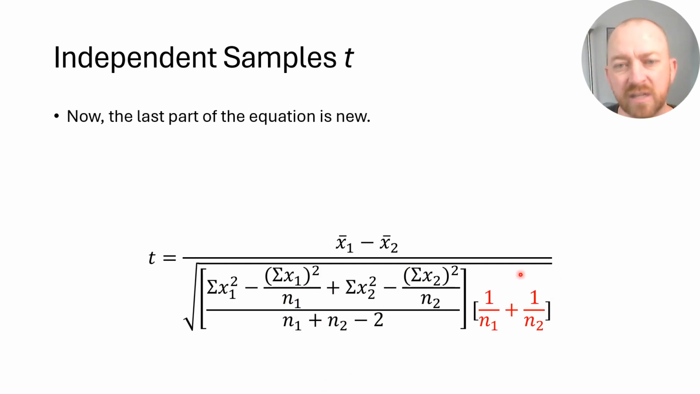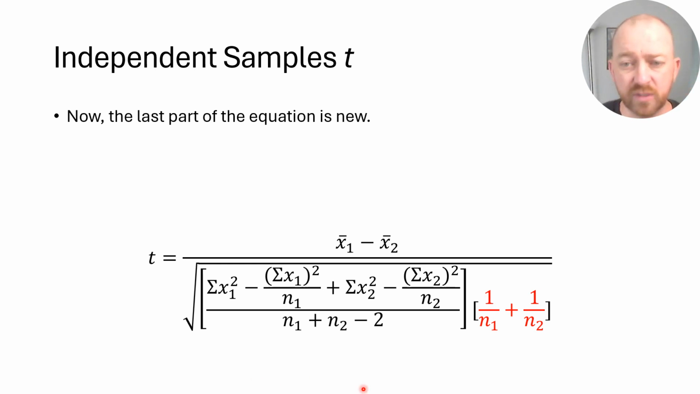Now you can see over here, this is something that we have not encountered. It's not exactly conceptually difficult because this is just n sub 1, and we're just doing 1 divided by n. So this is something called the reciprocal of the sample size, essentially. And then we're adding the 2 reciprocals of the sample sizes together. This is, of course, sample size of group 1, sample size of group 2. Okay.